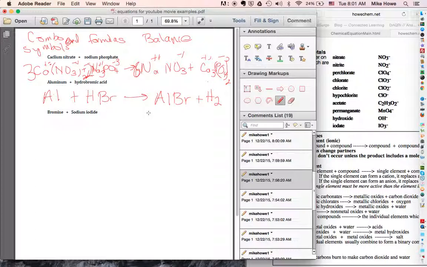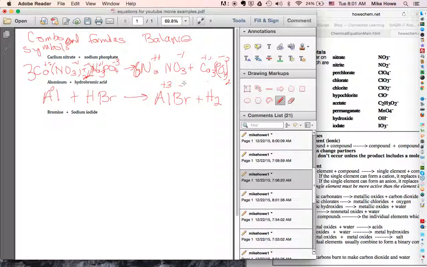Remember the 3 steps: combos and symbols, formulas, balance. Well, we've done the combos and symbols, so step 1 is complete. Now formulas. The aluminum is by itself. In case you're wondering about the charge, you'll look at your periodic table and it'll say the charge on aluminum is 3, but it's really 0 here because it's not combined with anything else. It only has a +3 charge when it is in a compound like over here. So over here it is +3. And the bromine is going to be -1.